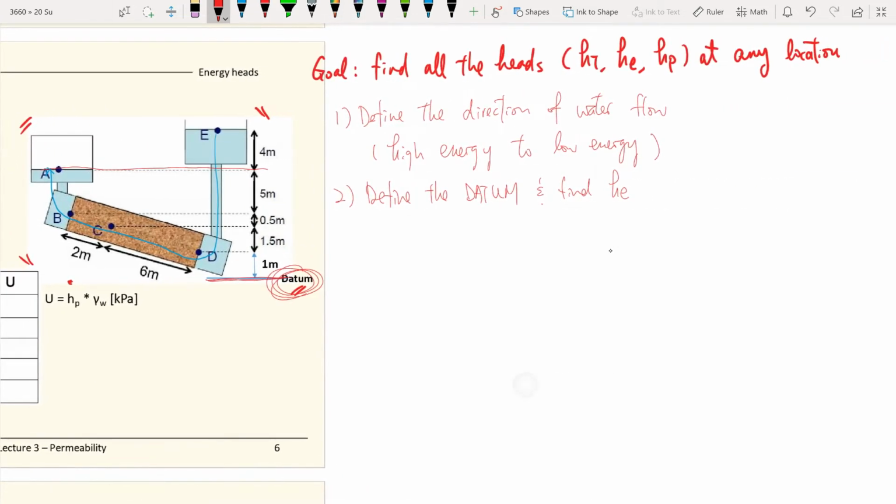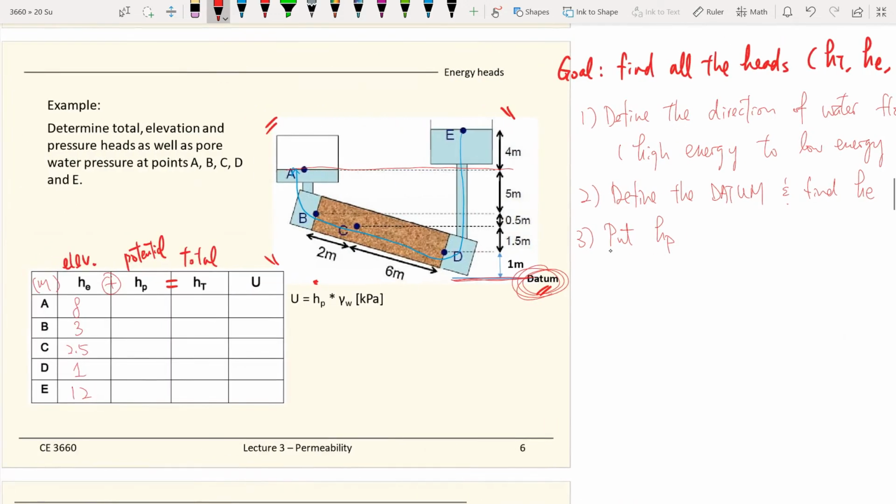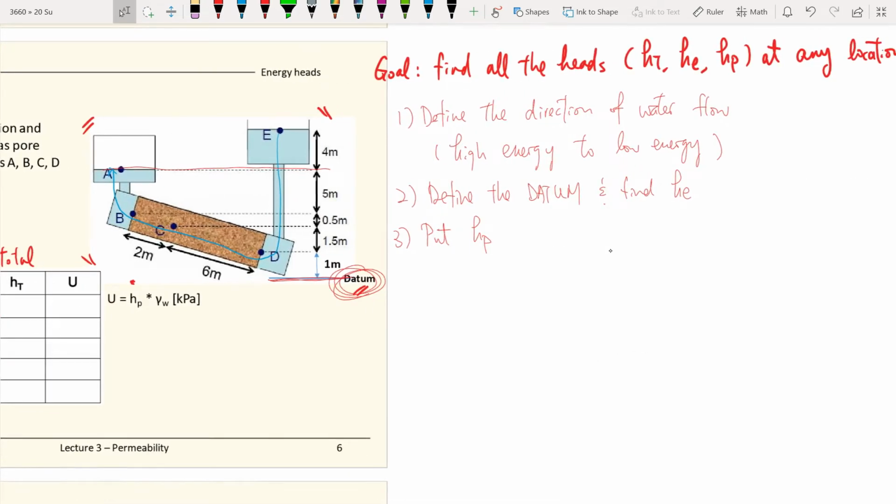And the third step of the recommended procedure is to put in the potential head. So again, what we try to do is find out all the heads at any location, in this case point A to point E. We have locked down the elevation heads already. Then the next thing to do is to find some potential heads that are obvious for us to tell.